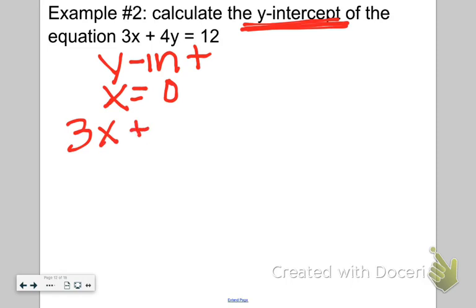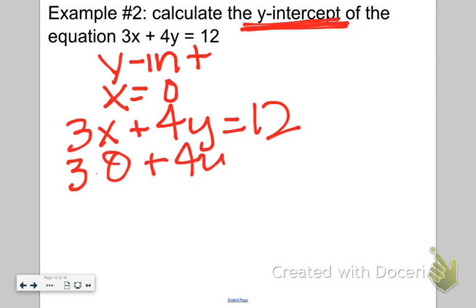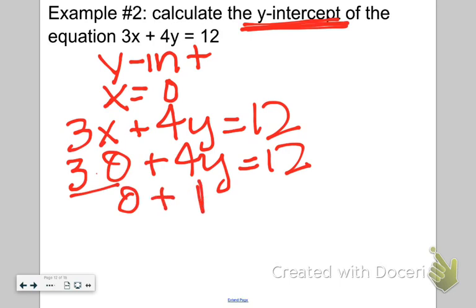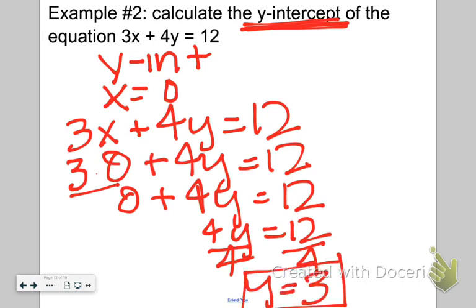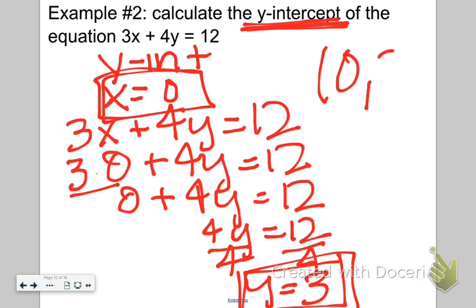So I start by writing my equation, and I'm going to substitute 0 in for x. Just like that. 3 times 0 is 0, plus 4y equals 12. 0 plus 4y is 4y. And divide both sides by 4, and I'm going to get y equals 3. Alright, here are my values, guys. X is 0, y is 3. Remember, x comes first, so 0, 3.